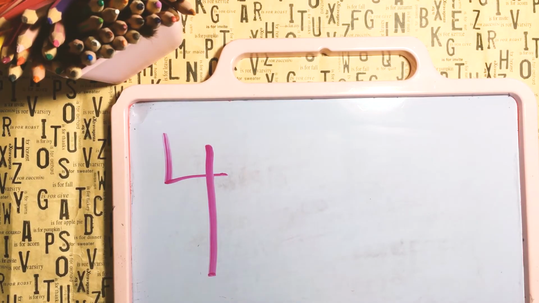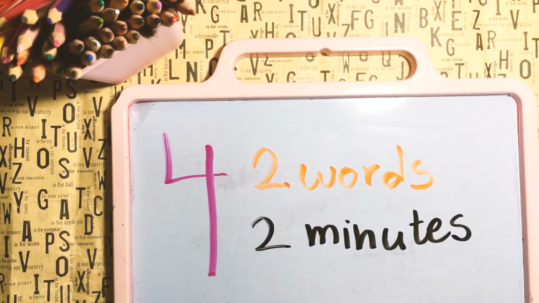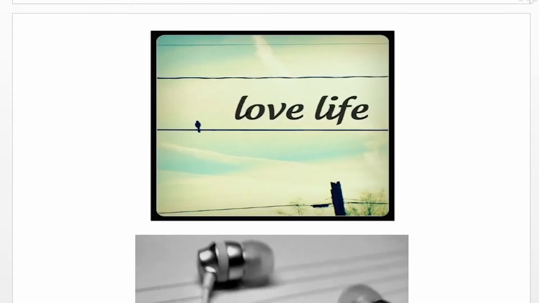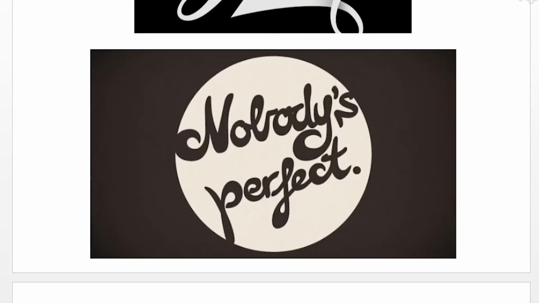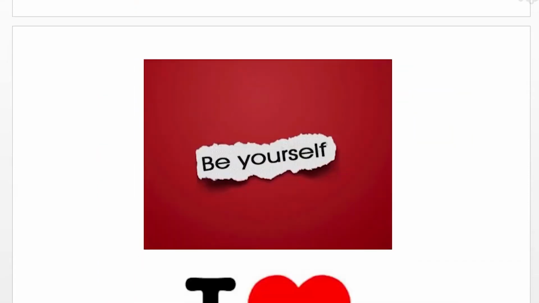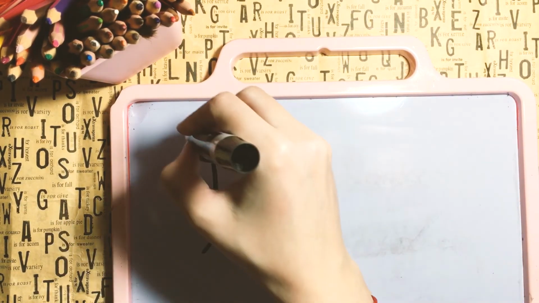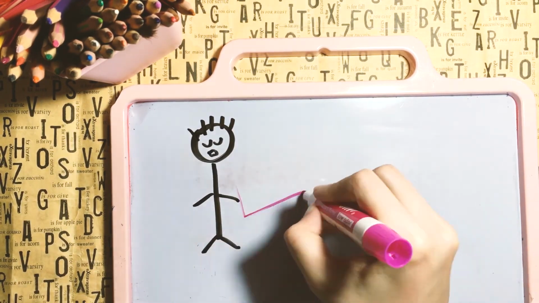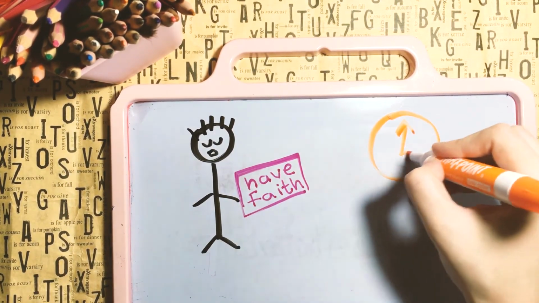The last activity is 2 words for 2 minutes. Let me explain. You'll distribute some cards that has 2 to 3 words maximum, like these ones. Ask the students to talk about it for 2 minutes non-stop, and I usually set my timer for them.